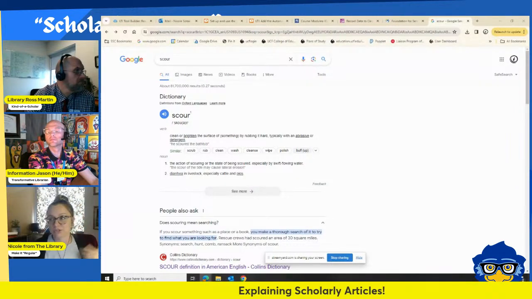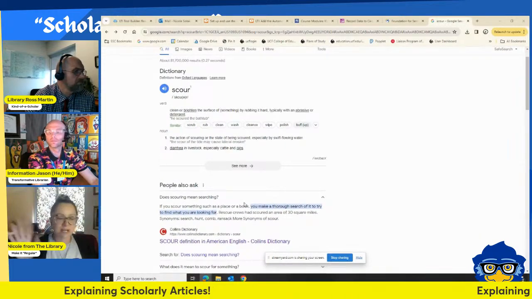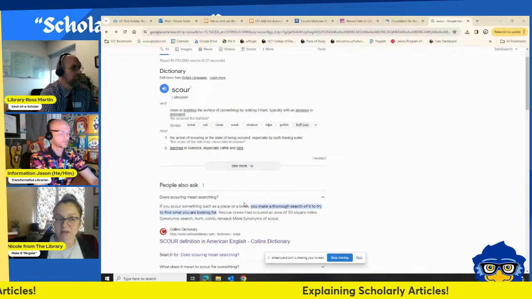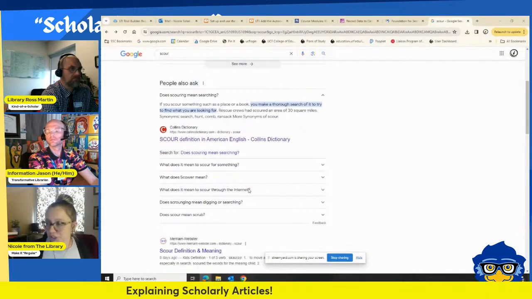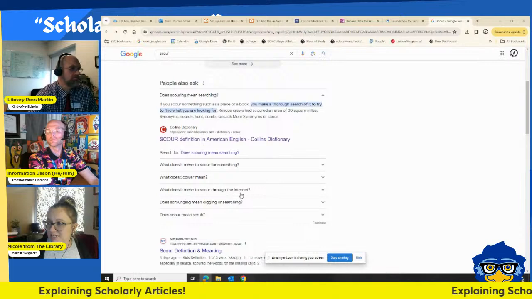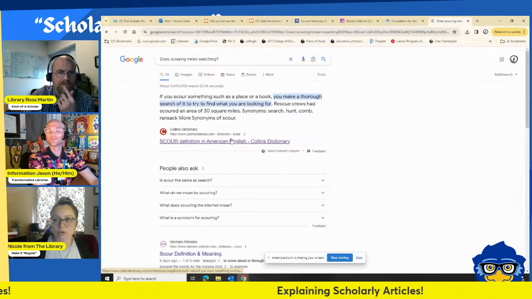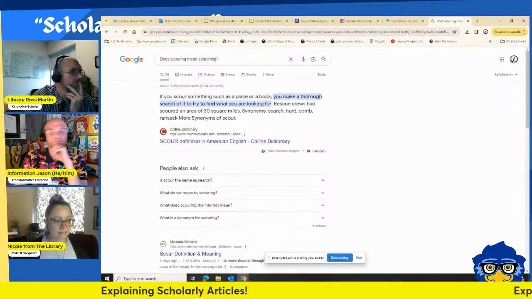Now, scour can mean to clean, but it also can mean searching. I Googled it just to make sure I was getting it right, because I'm a lifelong learner, and I'm not always right. I have to double check myself, triple and quadruple check sometimes. I know it means searching. And yes, you are thoroughly looking through something. So that's what we're going to do. So, booyah.